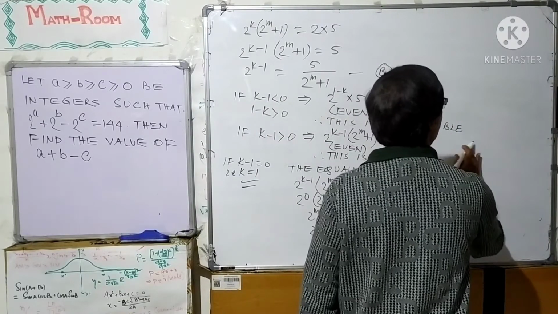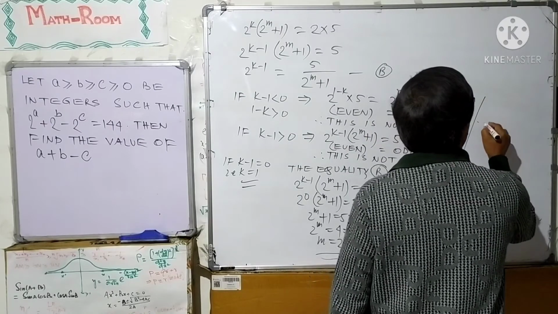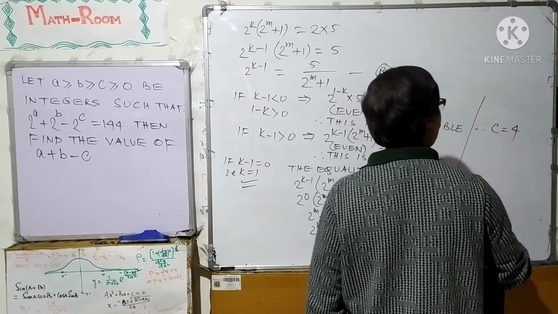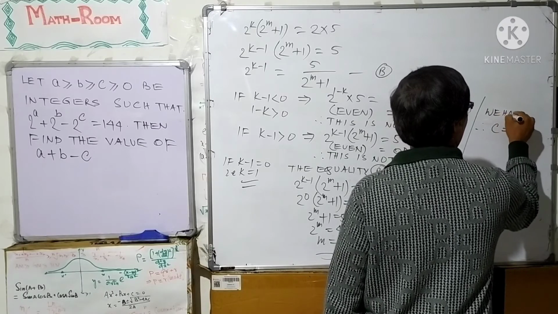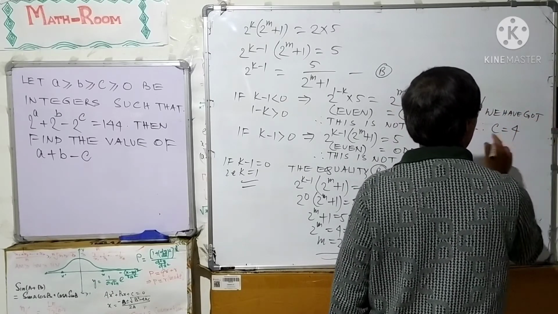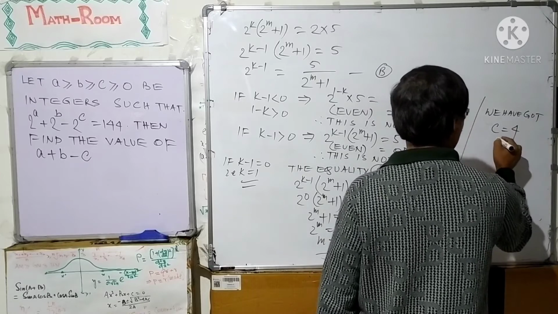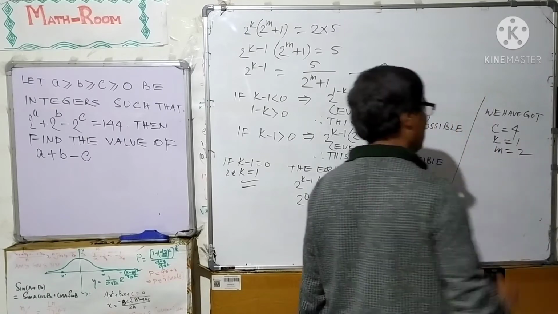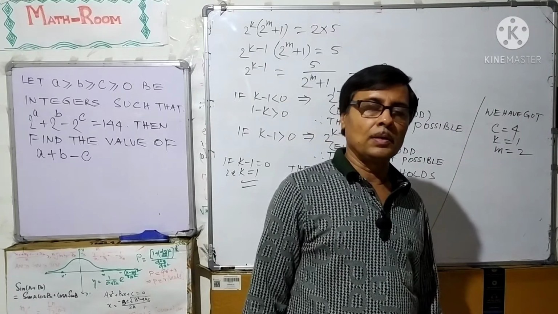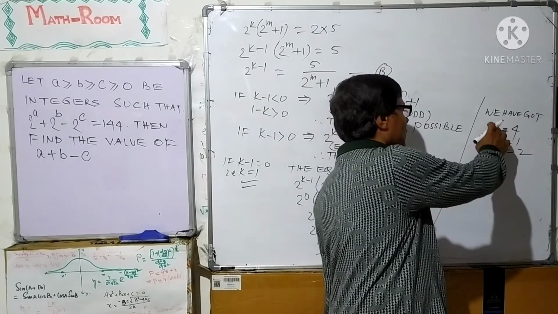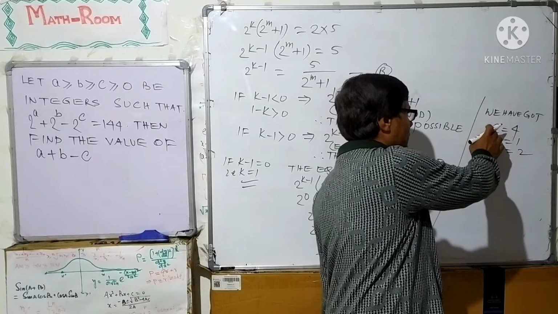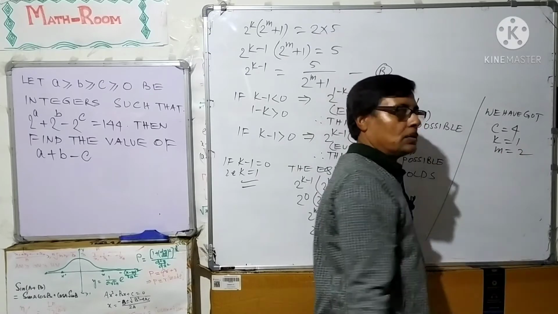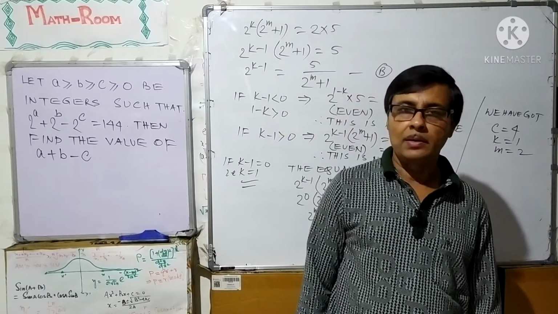Thus, we have got c equal to 4, k equal to 1 and m equal to 2. We have got the value of c as 4, the value of k as 1 and the value of m as 2. So, we have got the values of c, m and k.